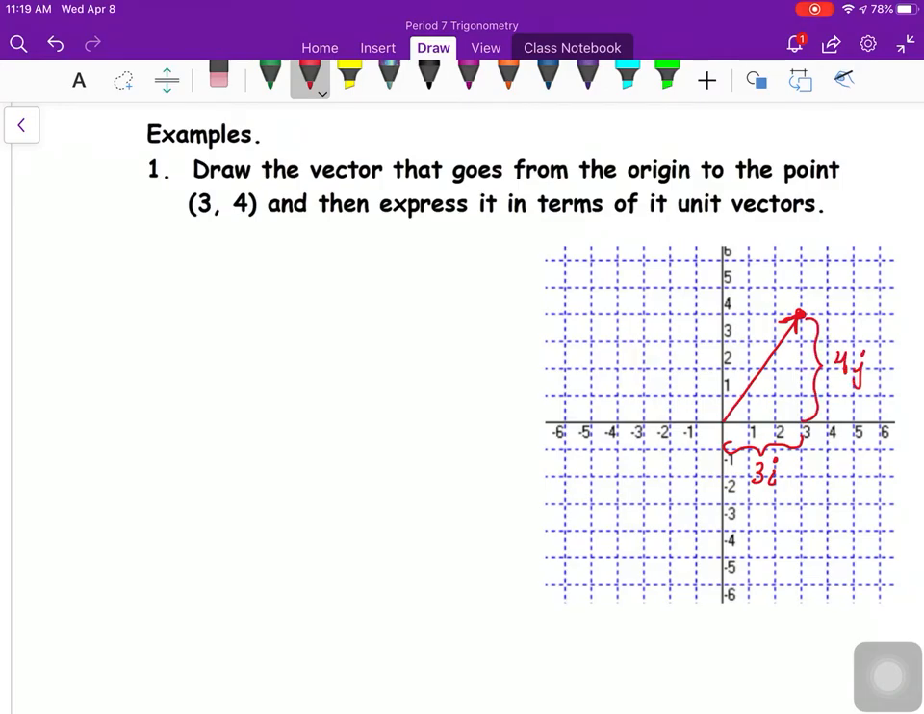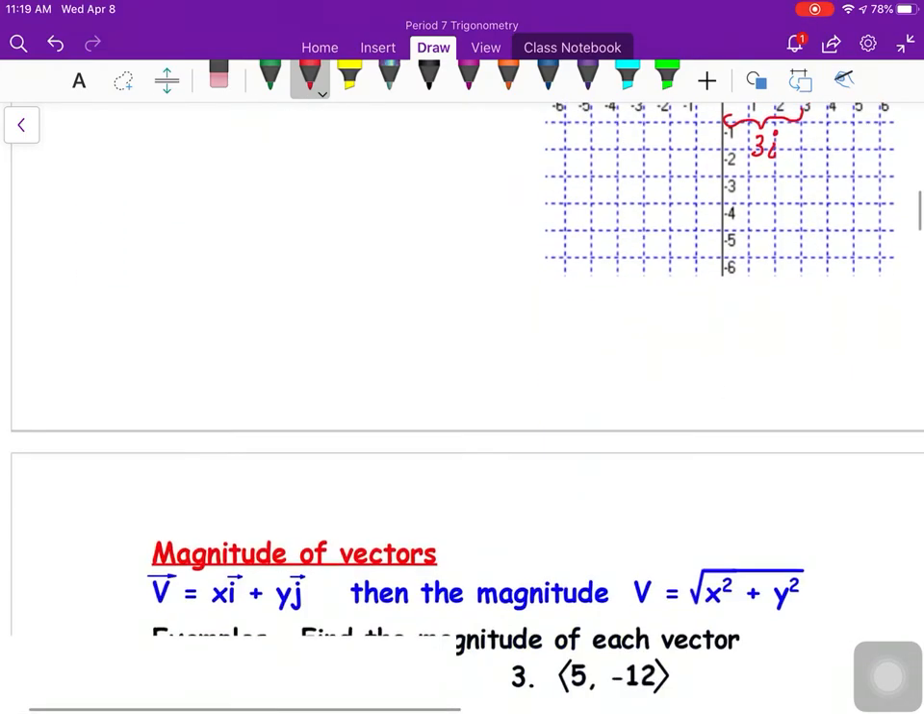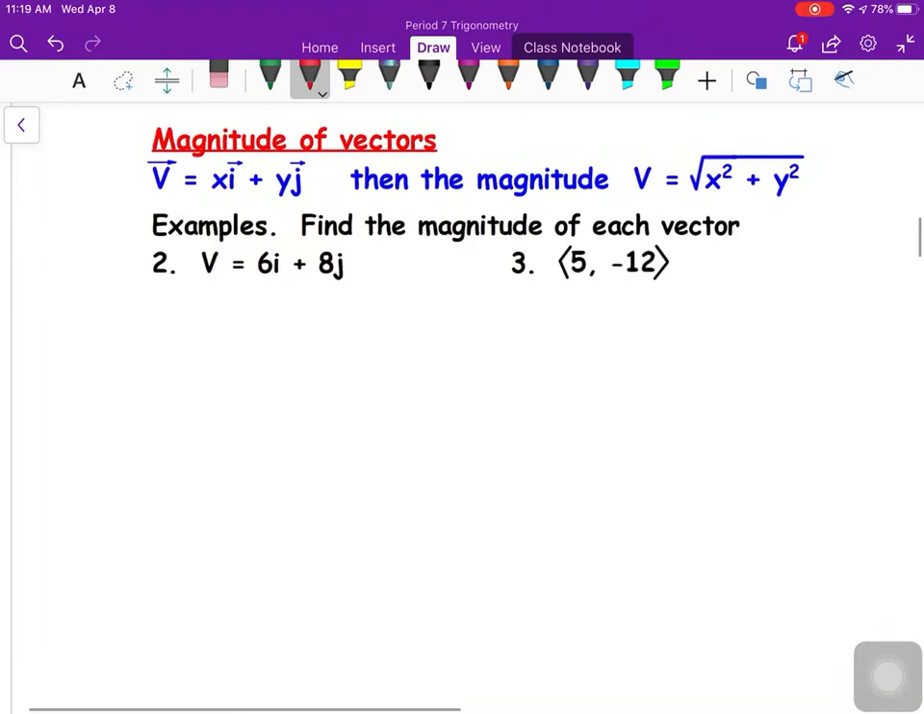So we went over 3 horizontally, so this right here would be 3 of the i's, and then we went up 4, so we went 4 of the j's. So if we express it in terms of its unit vectors, it would be 3 of the i's plus 4 of the j's. And that's what it means to express it in terms of its unit vectors. 3 horizontal units, 1, 2, 3. 4 vertical units, so 4j. I'm sure you're not going to have any trouble with that.